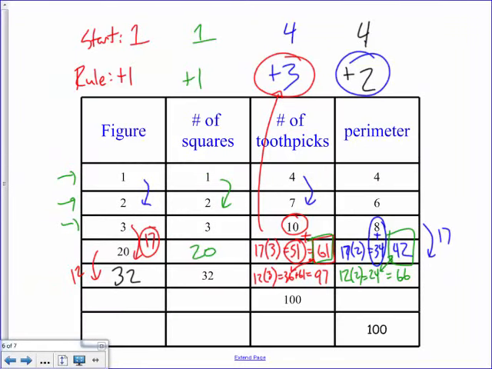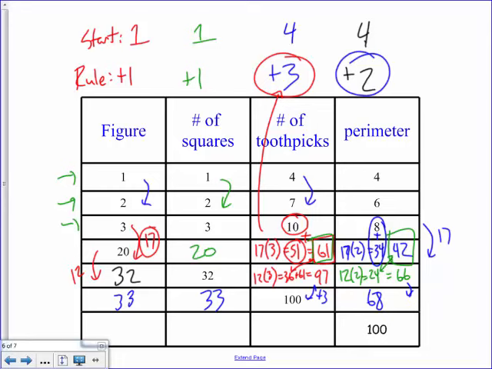Well, what about this next one? This next one I should be able to figure out. If I look at the number of toothpicks, it went from 97 to 100. That's only a jump of 1 figure, right? Because you add 3 each time. So we just went to our very next figure, figure 33. So it's got 33 squares. And we always jump up 2 for perimeter, so that's 68.